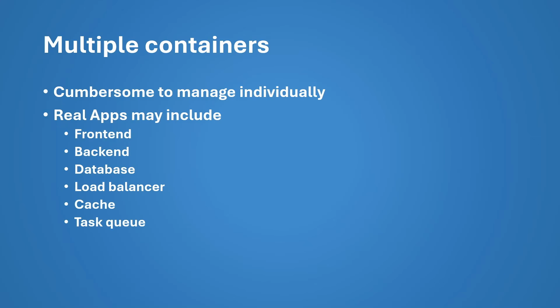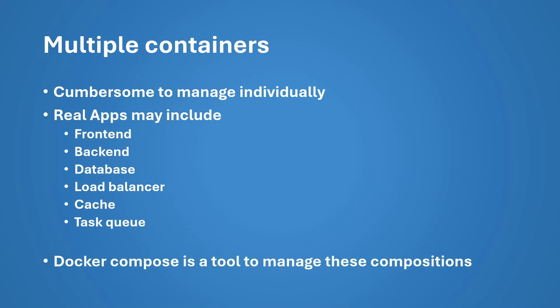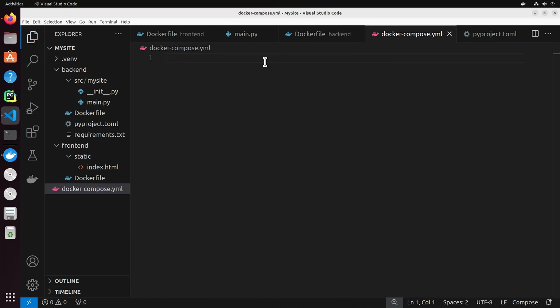For these compositions of components, we use a higher level tool called Docker Compose. Create a docker-compose.yaml file at the project root. We specify each of our components as a separate key under the top level services key.